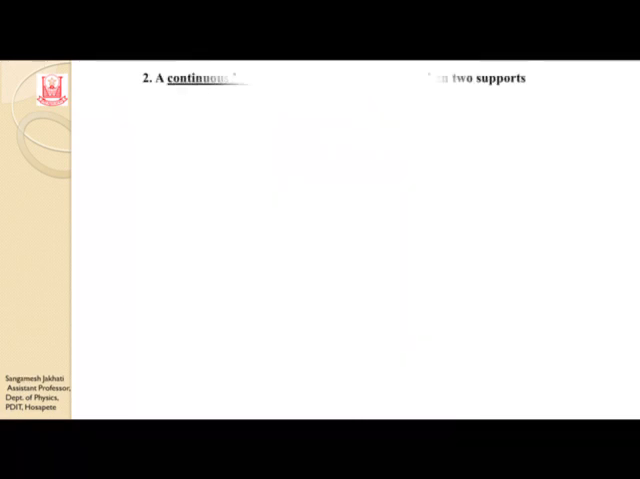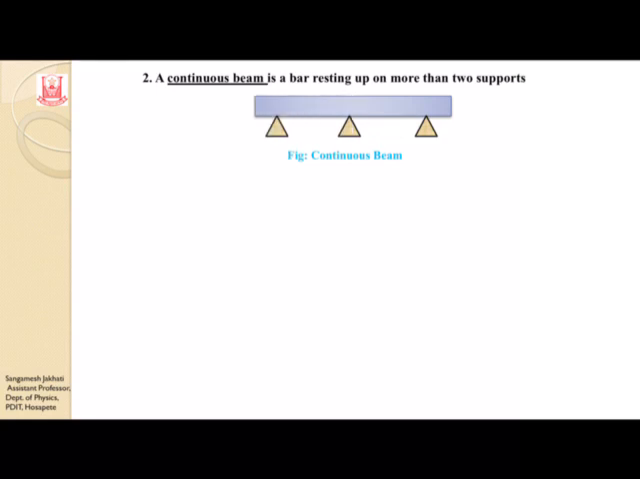So second one, that is a continuous beam. A continuous beam is a bar resting upon more than two supports. So here you can see this beam is resting upon three yellow supports. So this is a continuous beam.